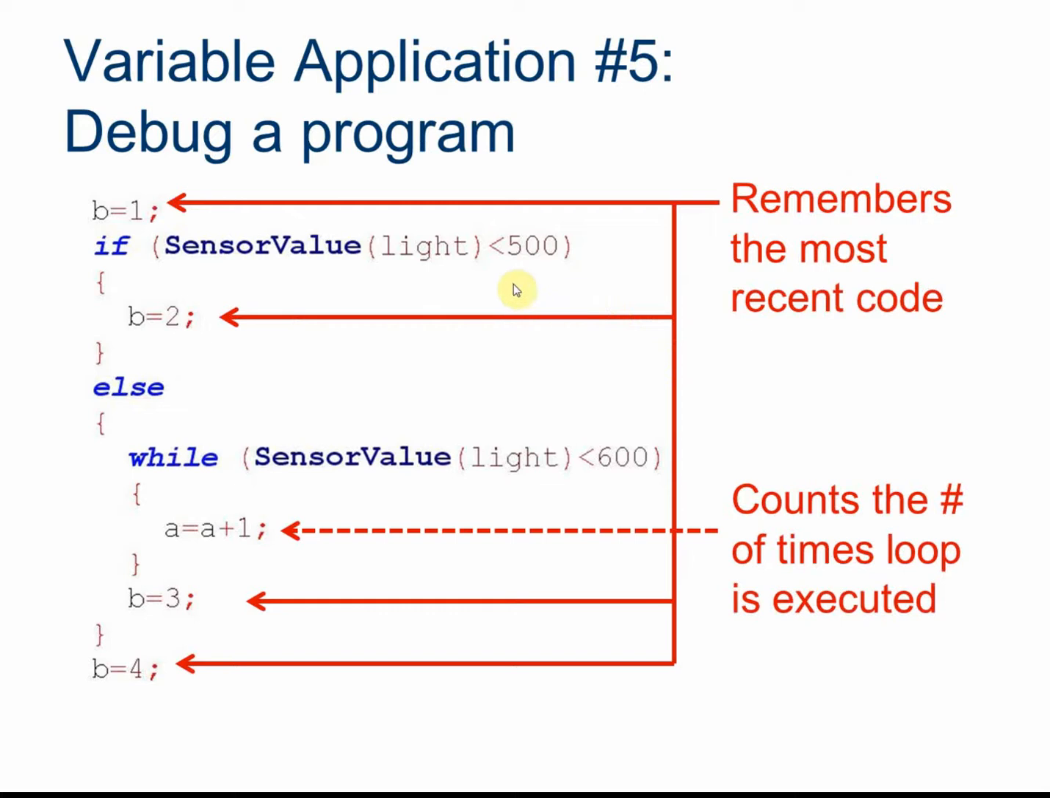The idea behind this is that we're setting a variable to some new value on each step of the program. So, for example, in this one, we set b equal to 1 at the start, set b equal to 2 if the sensor value surpasses or is under a value, and then we increment another variable a every time we go through this while loop. And when we're finished with the while loop, we set b to 3, and when we're finished with this block of code, we set b to 4.